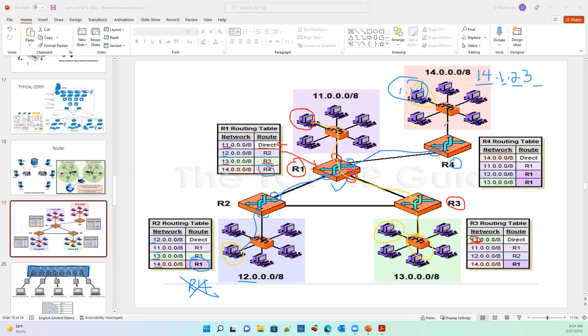Oh, let me send it to my switch. Do you know where the 2.3 is? Or maybe you just send it to here, depending on the configuration. I know 14.1.2.3 is inside my network. I will take care of it from here and it will send the signal to the 14. So that's how a router works.